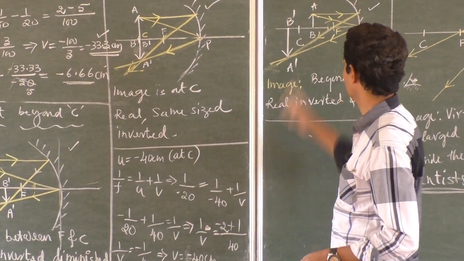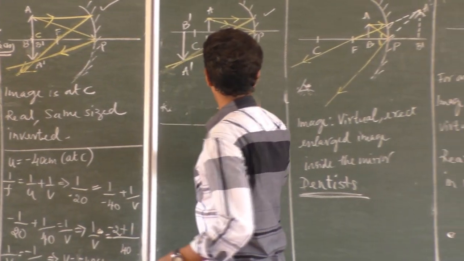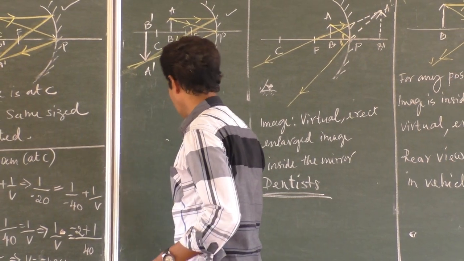Now let us keep the object between F and C. So where should you go now? I'll rub this. So I'll write the values again.